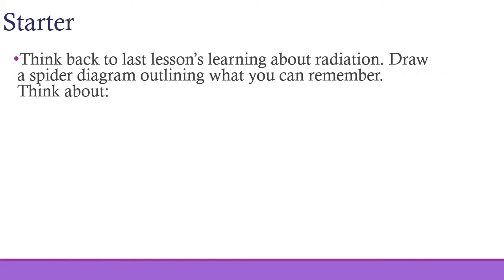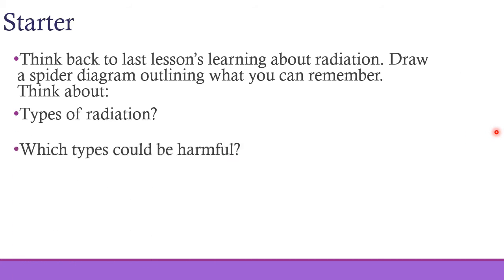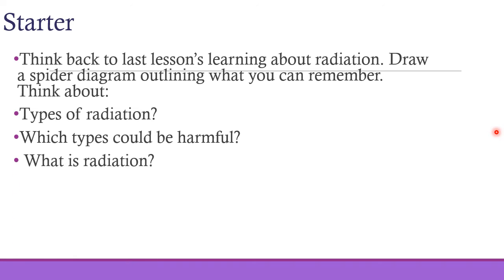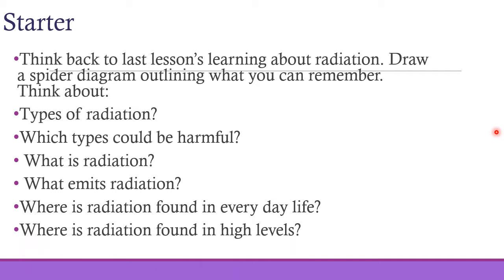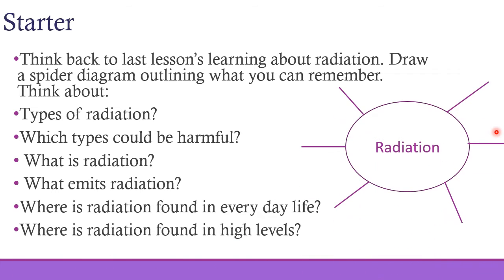Now our starter. Think back to last lesson's learning about radiation and draw a spidergram outlining what you can remember. Now these are some pointers that you can use. You don't have to use them all. What are the types of radiation we learned about? What types could be harmful? What is radiation? What emits radiation? Where is radiation found in everyday life? And where is radiation found in high levels? Can you draw your spider diagram?